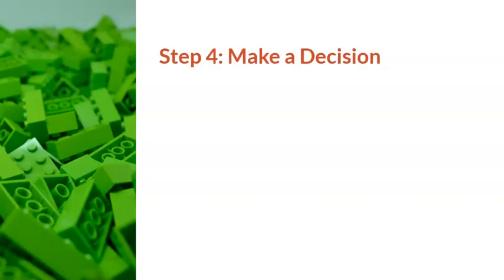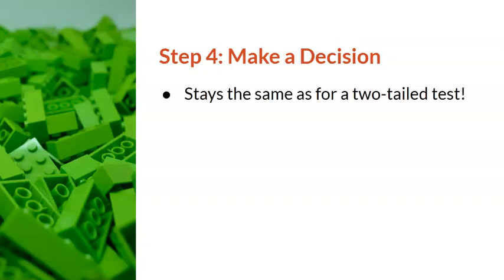Step 4, the green Lego, is to make a decision about whether the study worked or not. This step also stays the same as it would for a two-tailed hypothesis test. If you need a review of the two decisions in hypothesis testing, please see an earlier lecture video for an explanation.